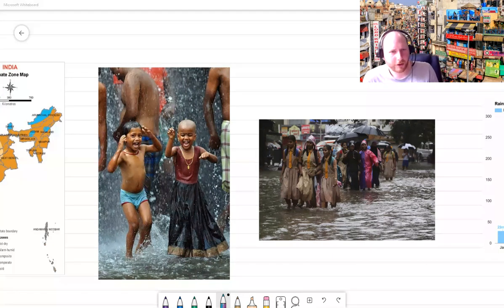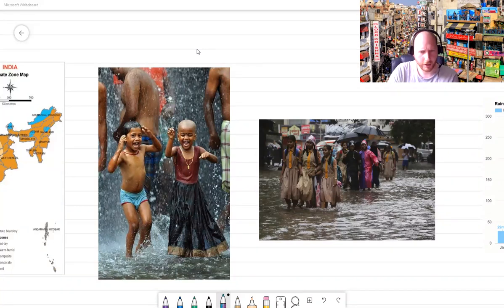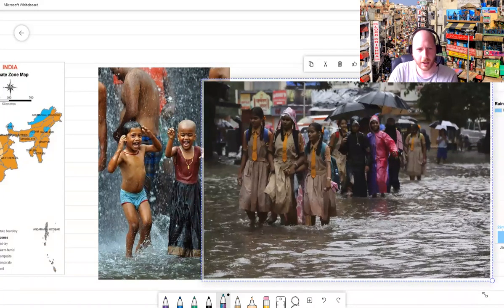So we can see some photos here of children in the monsoon rains, because what happens in parts of India where we get the monsoon, you get dry, dry, dry for a long time, and then it rains for a few months really hard. And so we can see that the rains here have caused flooding. These children are going to school in the monsoon floods.